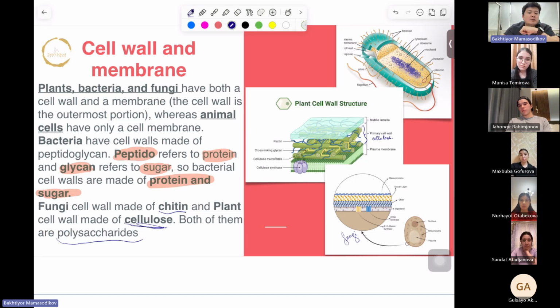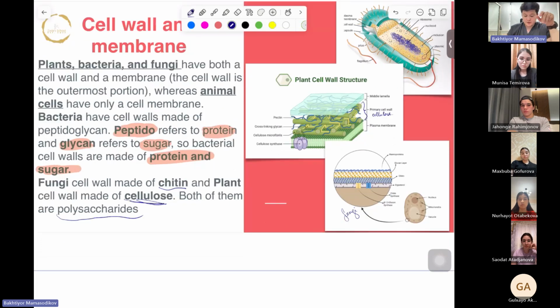Saodat, give me one example of a eukaryotic organism. Mahbuba: Animals, plants, and fungi. Yes, that's good. Okay, can we move on? Do you have any questions?